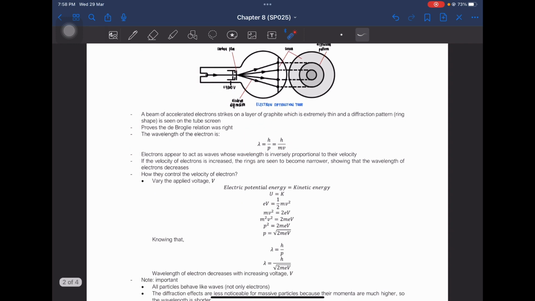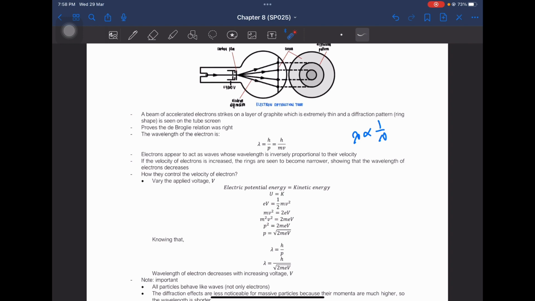And then the electron also appears to act as a wave whose wavelength is inversely proportional to their velocity. So basically, lambda is inversely proportional to their velocity. If the velocity of electrons is increased, the rings are seen to become narrower. So basically, the wavelength reduces in size, showing that the wavelength of electron decreases.